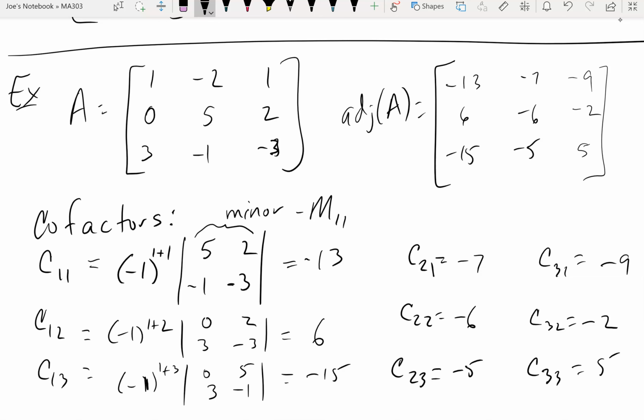All right, so then something really, really cool happens when you multiply these two matrices together. At least I think it's really, really cool. All right, so let's do that. I'm going to pull these down so I don't have to rewrite them.